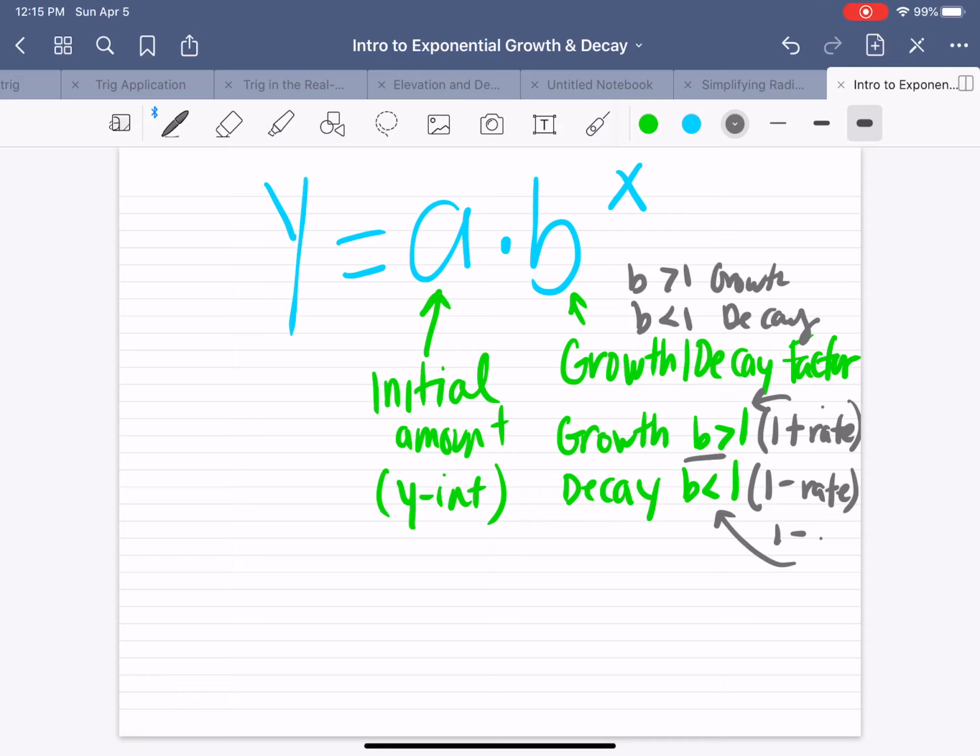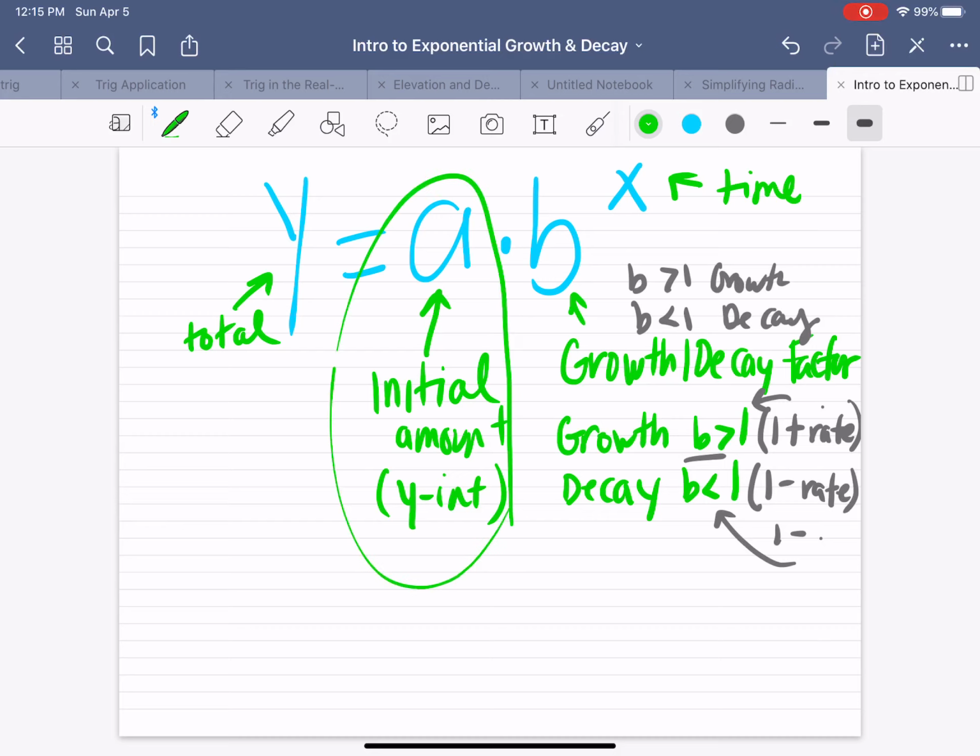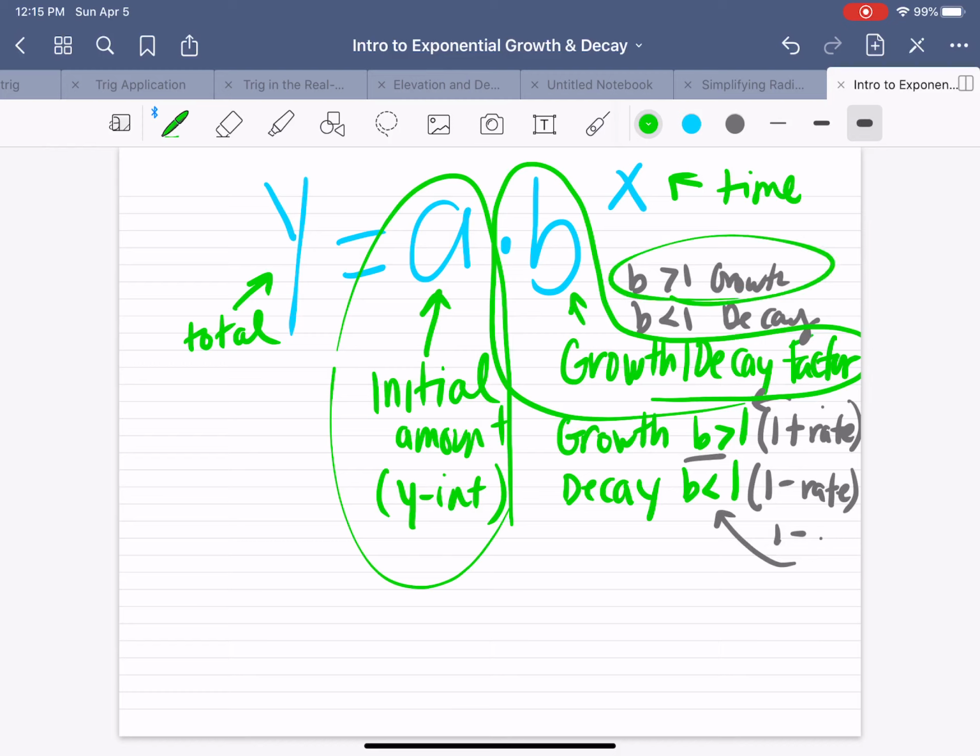The X and the Y. So we'll talk about this more in our next video, but the X, just know that it represents time. And the Y will represent the total amount. That's more for word problems. But for today, the main thing that you should know is that the A represents the y-intercept. And the B is your growth or decay factor. If it's bigger than 1, it's growth, less than 1 is decay.